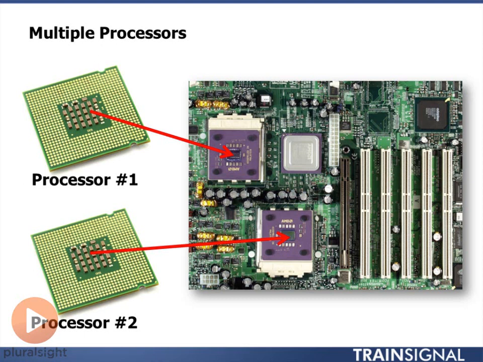All right, so this is how we can get to multiple cores: you can actually have multiple processors themselves. And then, another way is within the processors, we now have multiple cores.